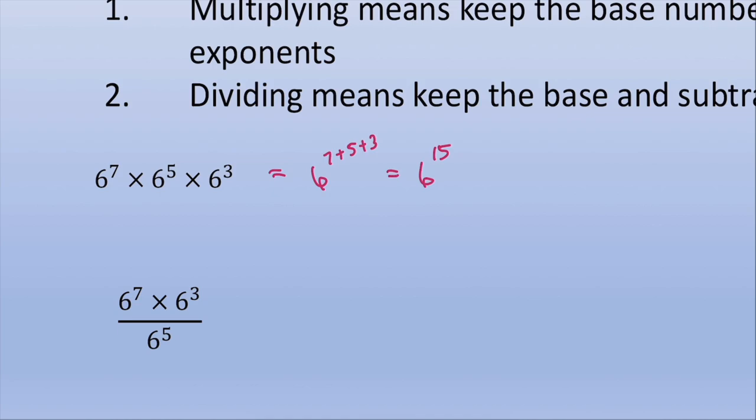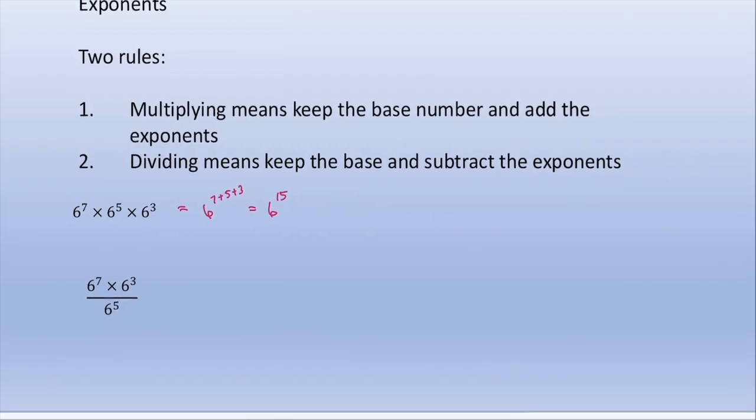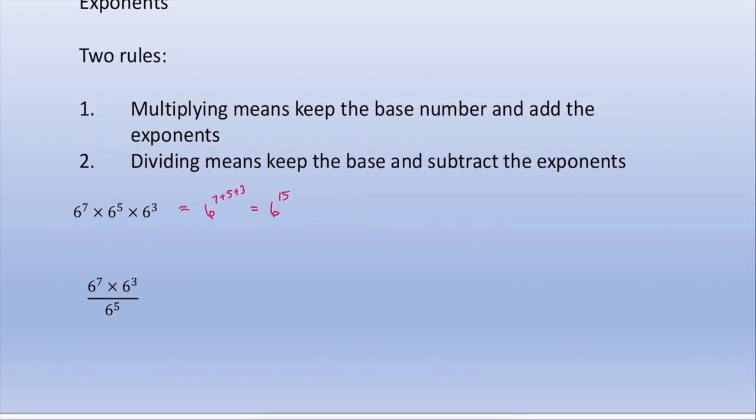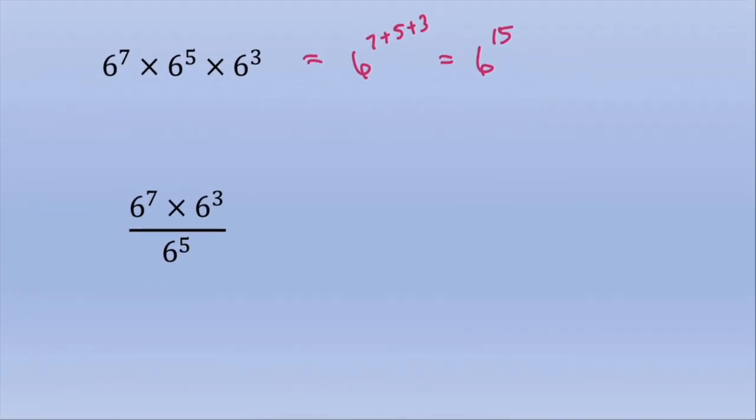Now let's think about the next rule. The next rule is if you're dividing, you're going to keep the base. You're going to subtract the exponents. It's always top exponent minus bottom, top minus bottom. And so we have a combination that's happening in this problem. The top is a multiplication. So we are going to keep the 6. We're going to add those powers, 7 plus 3 is 10.